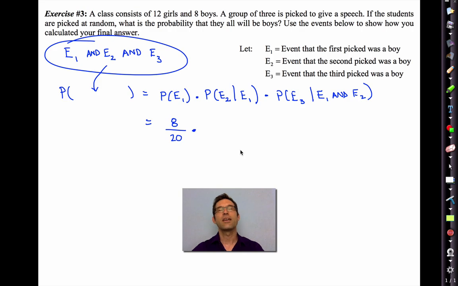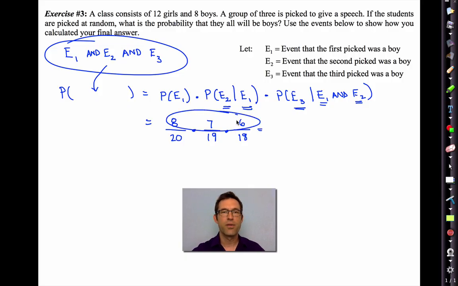Now, given that I got a boy on the first person that I picked, what's the probability I get a boy on the second one? Well, now there's only 19 students sitting there. And because I picked a boy, there's only 7 boys left. So now the probability is 7/19. Finally, what's the probability I get a boy on the third one, given that I got one on the first and the second? Well, now there's only 18 students to choose from, and only 6 of them are boys.